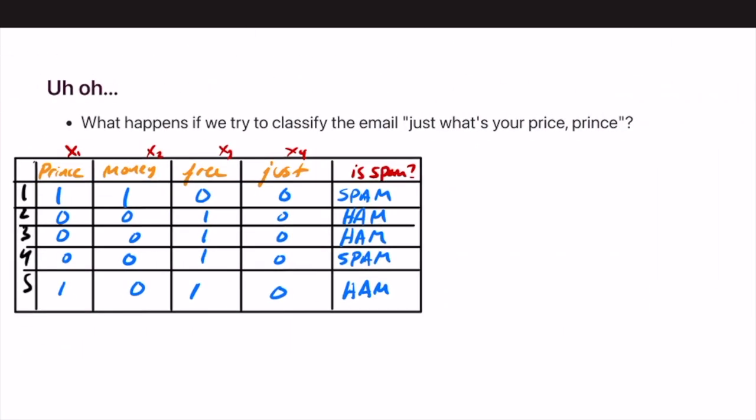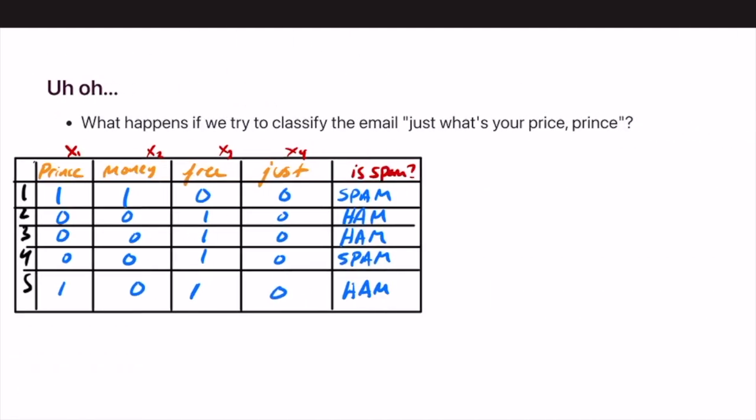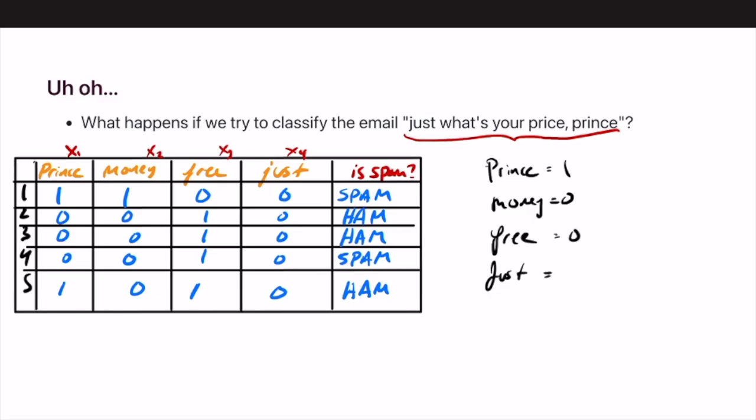All right, let's flip the script a little bit. Actually, before we do that, let's rewrite it. Okay. Now the email is just: what's your price, Prince? So we're going to have an occurrence of Prince, no money, free, and just. So 1, 0, 0, 1.